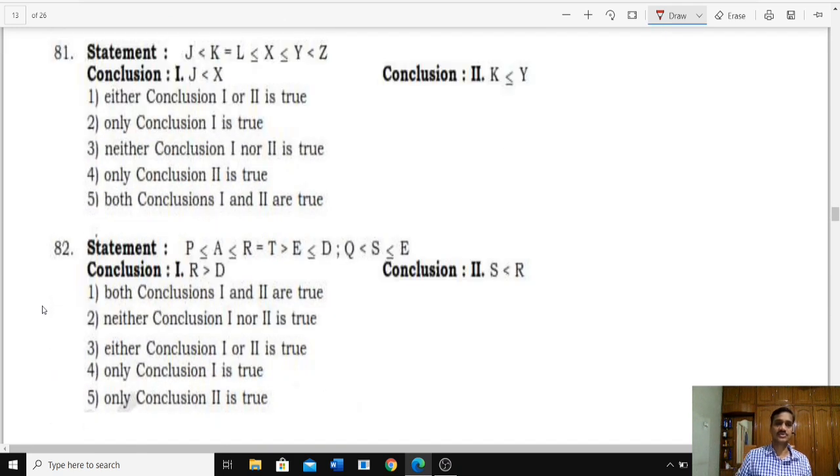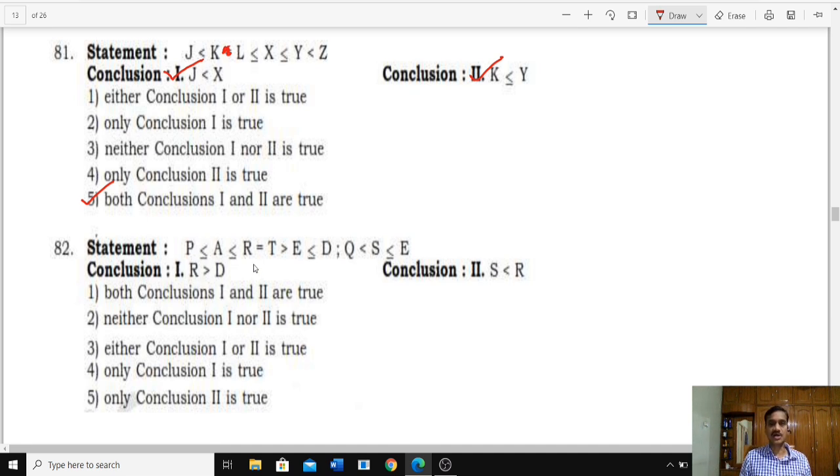Then 81 and 82. Now in this question number 81, the relation between J and X. J is here, X is lesser than, equal to, lesser than or equals to. Hence, which symbol is common? Lesser is common. Hence, J lesser than X is definitely true. Then the relation between K and Y. K is here, Y is here. Forget about this symbol equals to, which is common here. Lesser than or equals to is common. Hence, K lesser than or equals to Y is 2, both 1 and 2, and it is given in choice 5, question number 81.